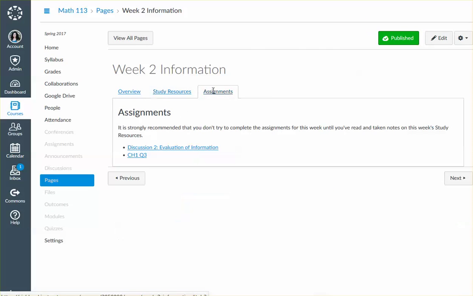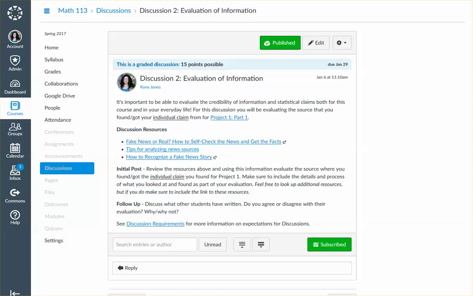So for assignments outside of class, we've got discussion 2, evaluation of information. For this one, it's very important to evaluate the credibility of information and statistical claims, both for this course and in your everyday life. So what you're going to be doing is evaluating the source that you found or got for your individual claim from Project 1 Part 1.